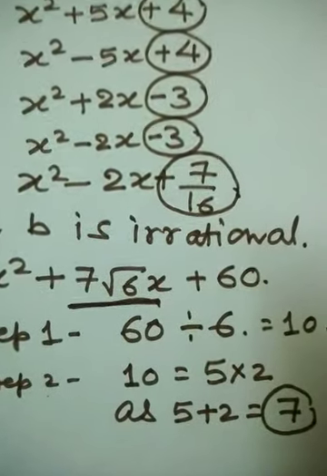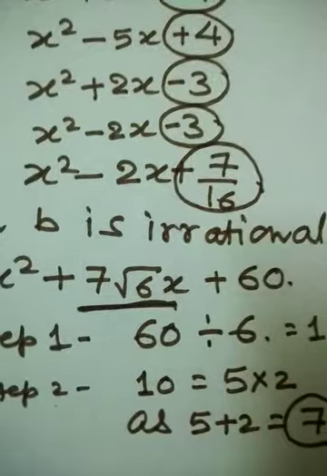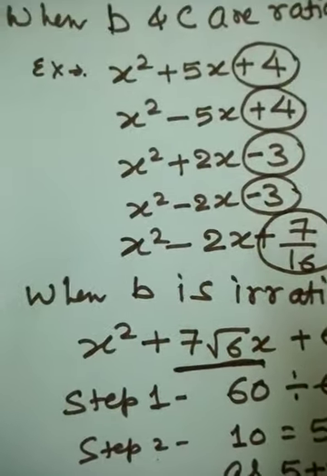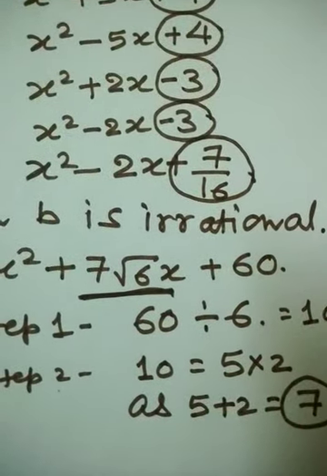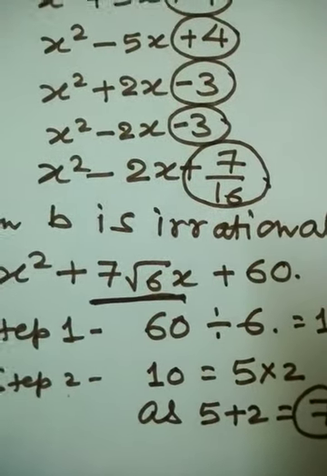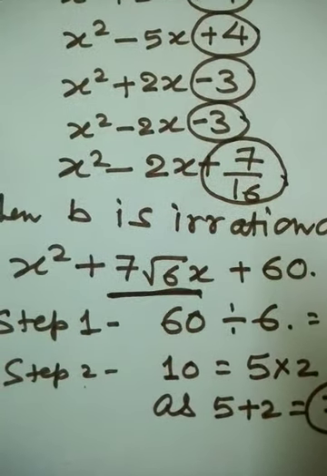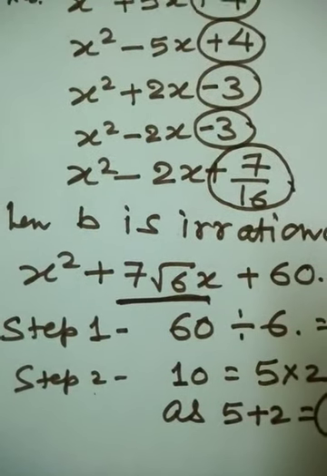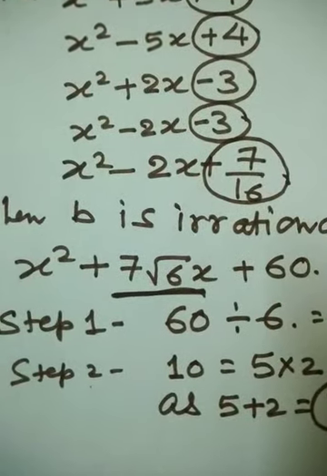Then whatever quotient we get, we factorize the quotient to get the middle term, that is the rational part of the middle term. That is 10. 10 can be factorized as 5 into 2. 5 plus 2 is 7. So the split of this polynomial will be x square plus 5 root 6x plus 2 root 6x.